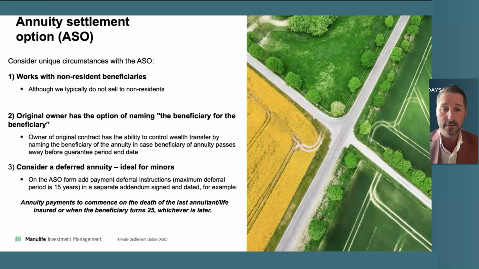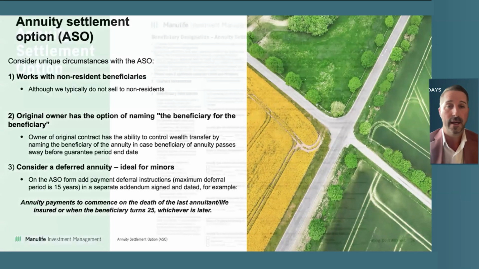So it's a nice planning point to control that asset one generation down, perhaps, or one level down. And also consider a deferred annuity. I think this is ideal for minors. We can bake in up to a 15-year deferral period with the ASO or any annuity for that matter. So let's say the kid is 10 today because a grandparent's setting it up. The grandparent passes away when the child's 15. If the proper verbiage is in there, we won't actually start paying that annuity until, say, age 25. Just a simple example. So mimicking a trust quite carefully. So lots of opportunities with the ASO.